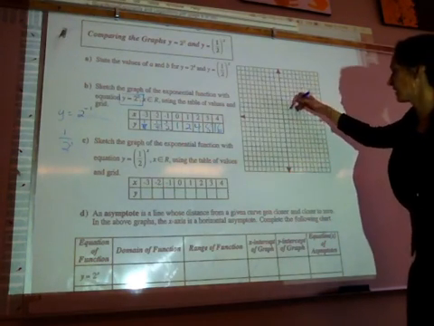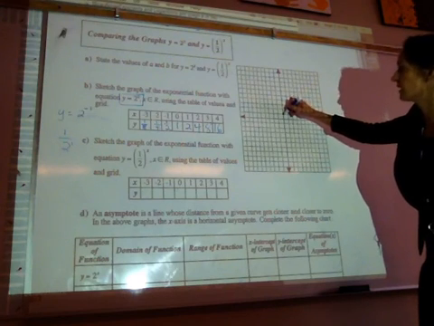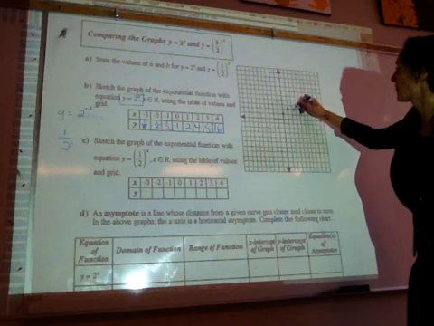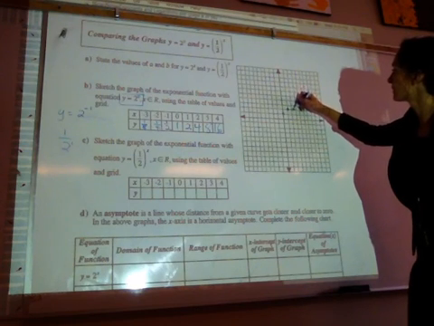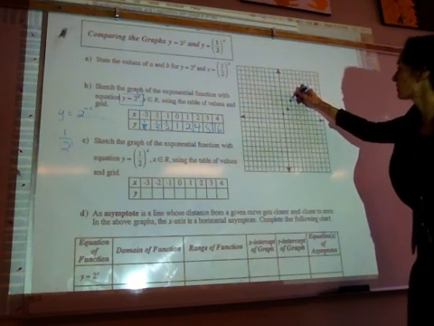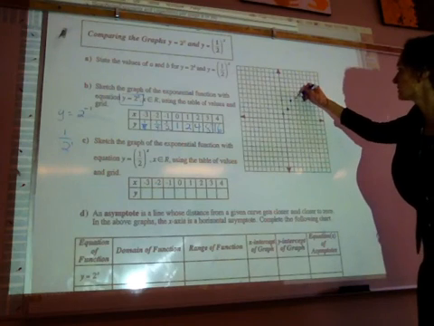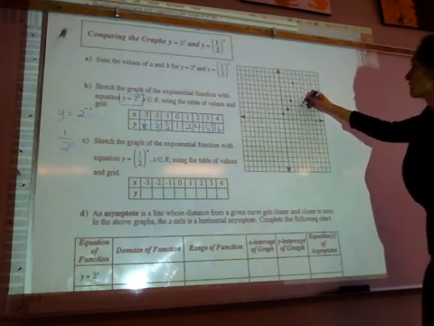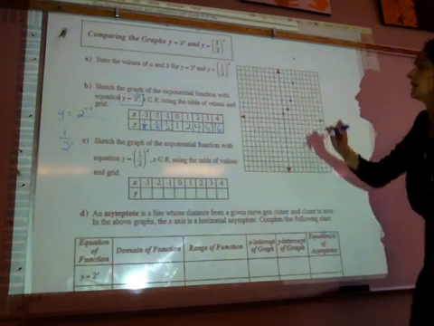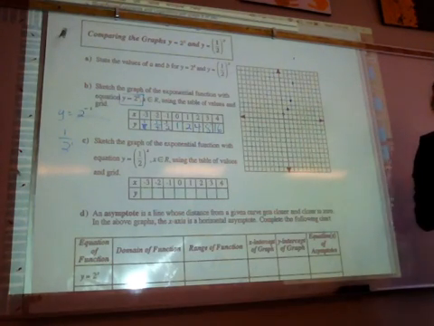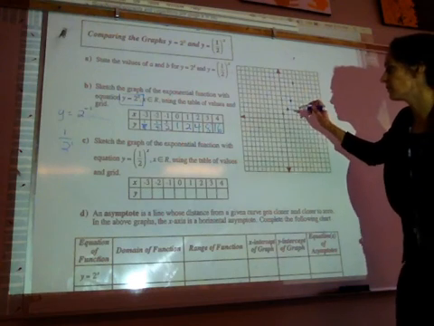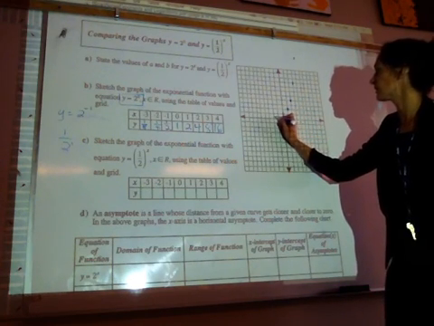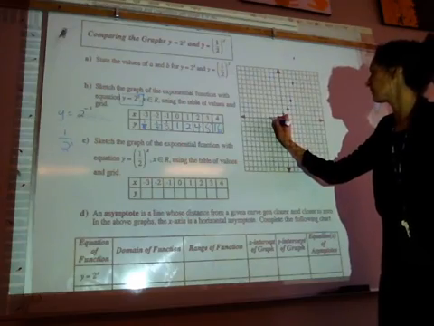Okay, so I'm just going to start at 0. So we have 0, 1, 1, 2, 2, 4, 3, 8, and then 4, 16, which will be off the grid. Then I've got to do these little itty bitty ones. So -1 we have 1/2, -2 we have 1/4, -3 we have 1/8.